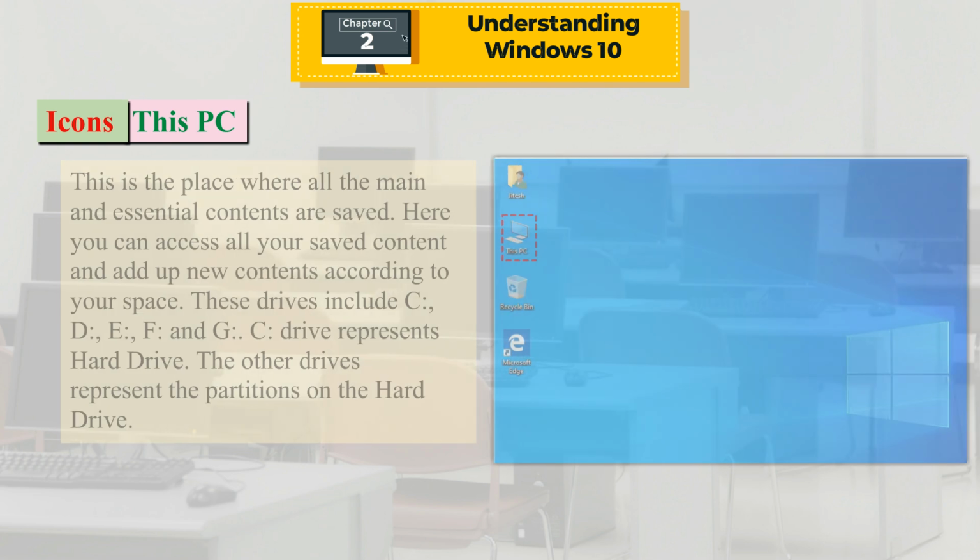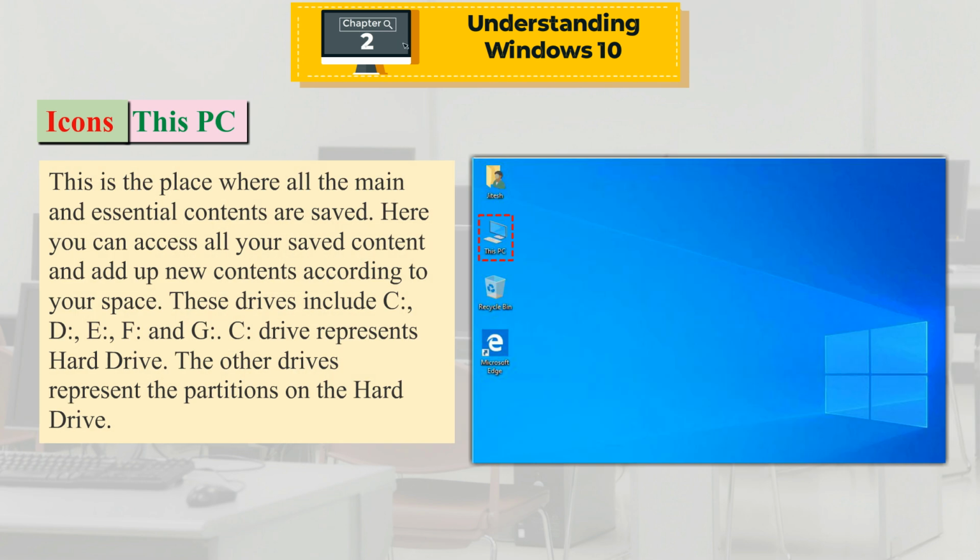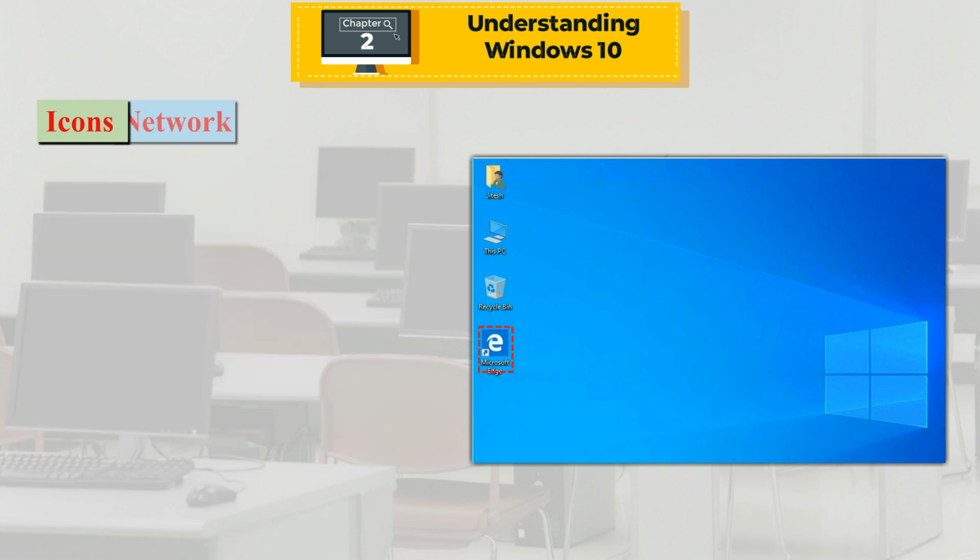This PC. This icon is a gateway to all the data stored in your system and devices attached. When you open this icon, you can see various drives representing the storage media in which the data is stored. These drives include C, D, E, F, and G. C drive represents the hard drive, and other drives represent the partitions on the hard drive.